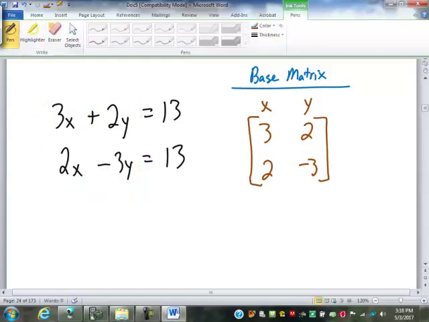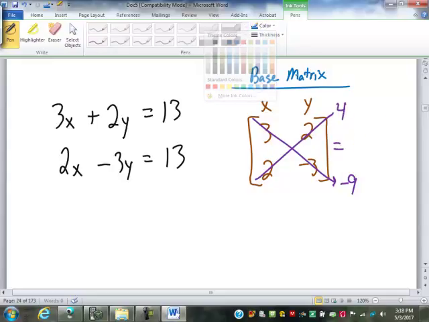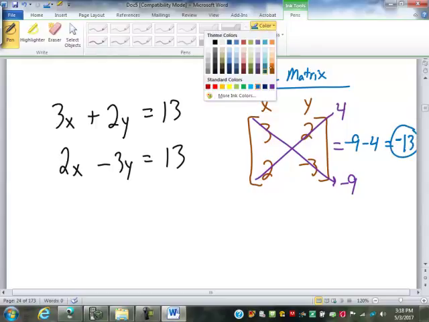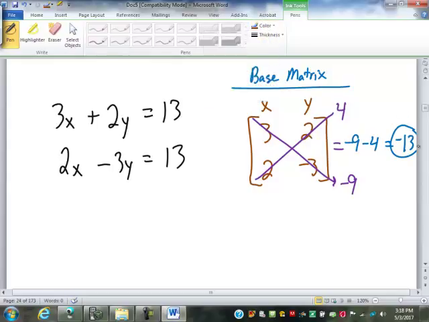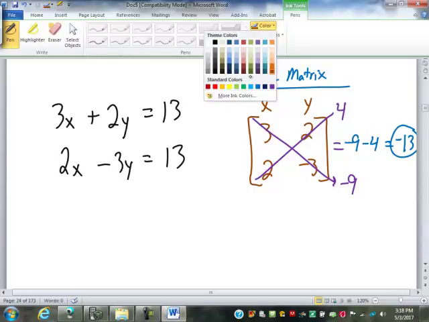So the determinant of that matrix would be pretty simple. What am I going to start out with? Yep, I go to the down diagonal. 3 times -3 is -9. And then what? 2 times 2, my up diagonal, is 4. So my determinant is -9 minus 4, which is -13. Well, how does that help us? Well, we have what's called an X matrix.